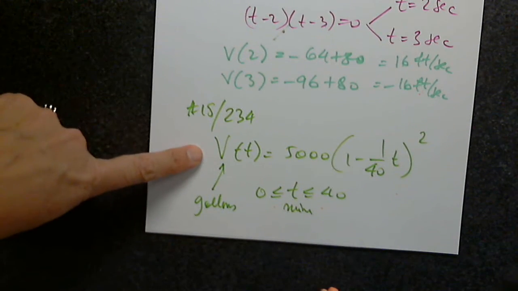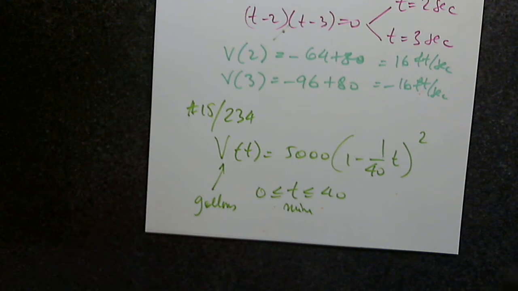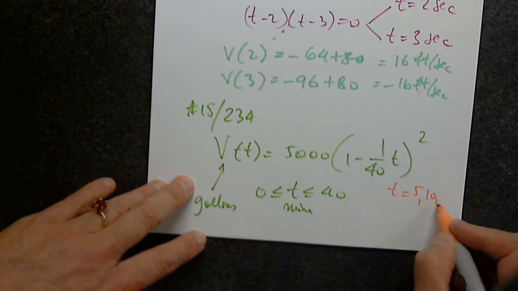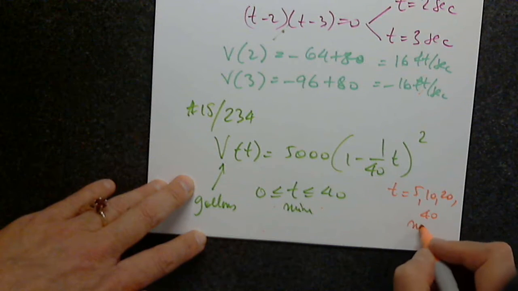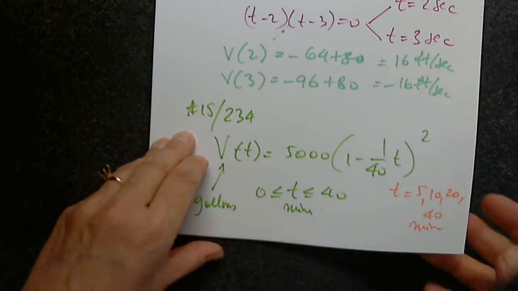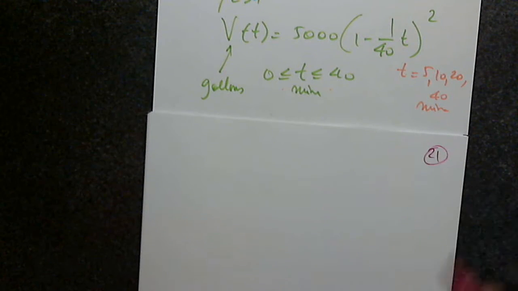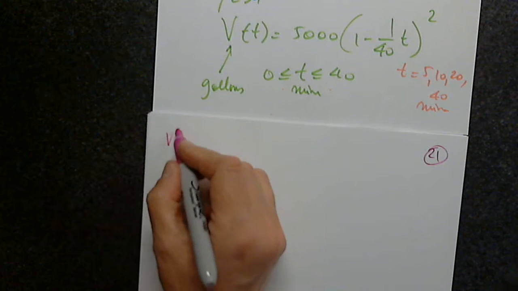Okay, so I made my notes. The volume is in gallons, the time is in minutes, and I'm asked to find the rate of change at, what is it again, 5, 10, 20, and 40. So t equals 5, 10, 20, and 40 minutes. The rate of change. So how do we start? Where do we start? What do we do? Of course, we have to find the derivative of the volume.